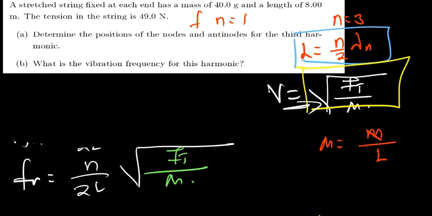We can now plug in the values. So we want to find the third one. n is equal to 3. So I'll put 3 divided by 2. L is 8. The square root of the tension force, we have been told that it is 49.